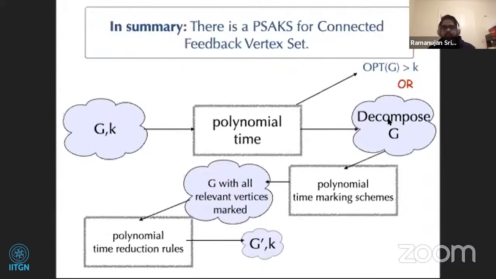So this is a summary of the entire PSAKS for the connected feedback vertex set problem. I realize that I've swept quite a few details under the rug here. So feel free to have a look at the paper. This result was in an ESA paper last year. But of course, you're welcome to ask your questions here as well. So I'll pause for a few seconds in case there are any questions.